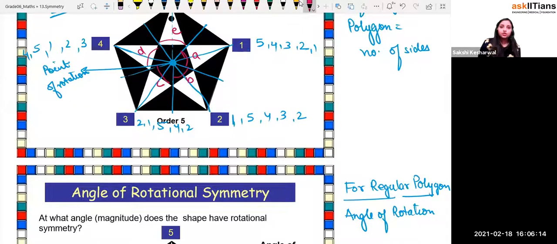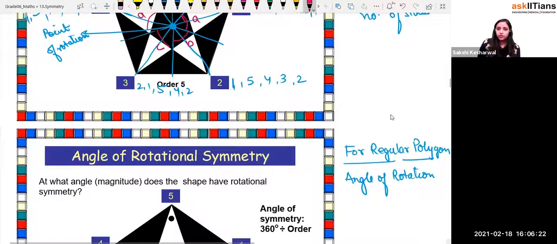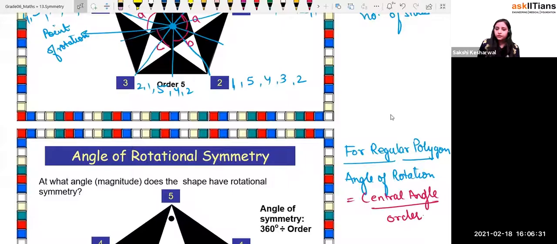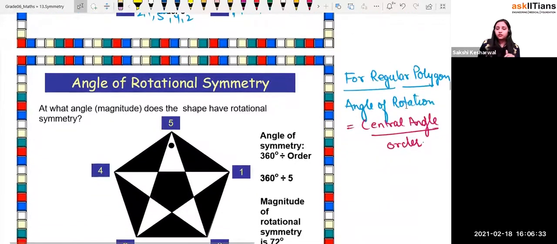So we have divided the central angle into 5 parts, because it was a pentagon. So the angle of rotation is equal to the central angle divided by the order, and the order is 5. The central angle is 360 degrees, so the angle of rotation is 360 degrees divided by the order. So this is the formula, right?